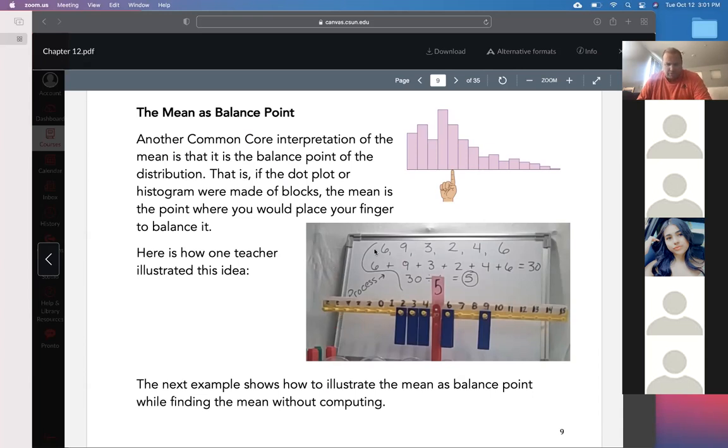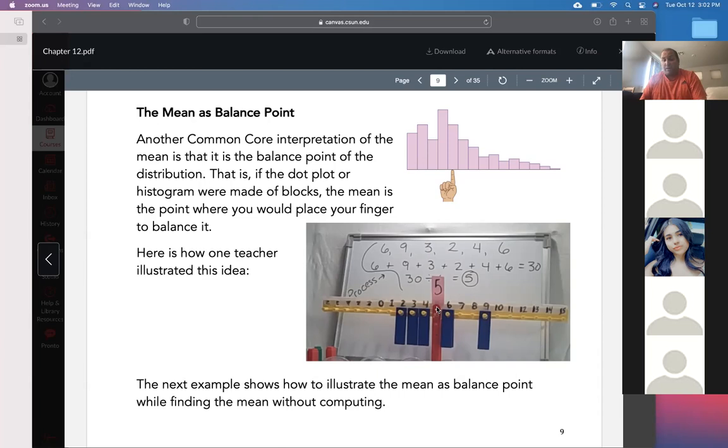Let's see what we have here. We have a 6, a 9, a 3, a 2, a 4, and a 6. So she built this thing and she put a weight at a 2, 3, 4, 6, and 9. And then she had to put this whole thing hanging from one peg. And the question was, where was the location of that peg so this thing did not tilt one way or the other? And apparently the peg was placed right at 5 and nothing tilted one way or the other. So we have the balance point being 5, the mean being 5.